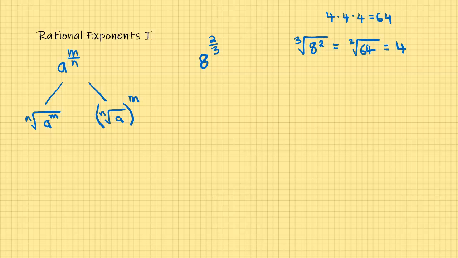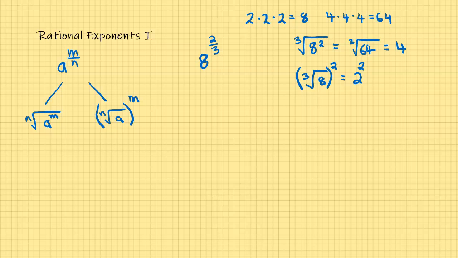Now let's use the other method. So this would be the third root of 8. I'll write that right here. And then I'm going to put parentheses around it and square it after I find the third root of 8. Now the third root of 8 is 2. And then I'm going to just carry the exponent over. The third root of 8 is 2 because 2 times 2 times 2 is 8.